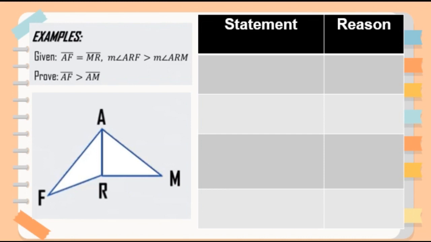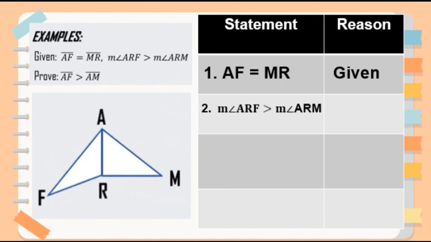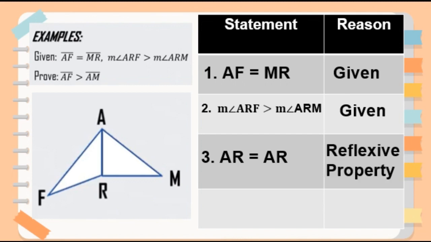Our first statement based on our given information is AF is equal to MR. The reason is given. Second, we have here another information: measure of angle ARF is greater than measure of angle ARM. The reason is given. Next, observe the given illustration. As you can see here, we have a common side. So for our third statement, AR is equal to AR. The reason is reflexive property.